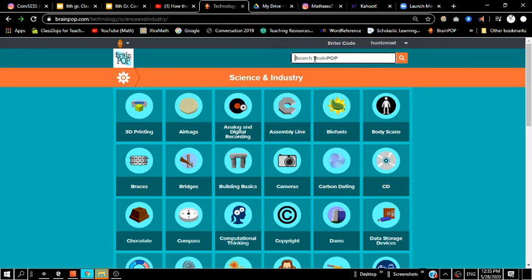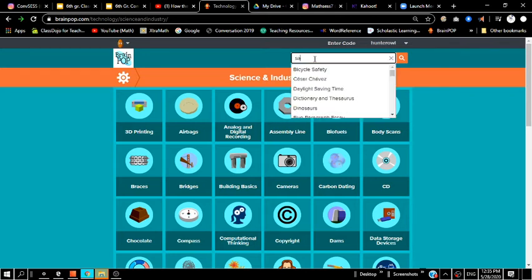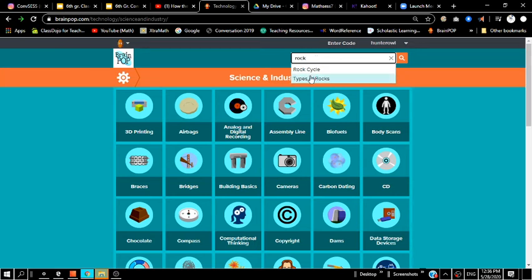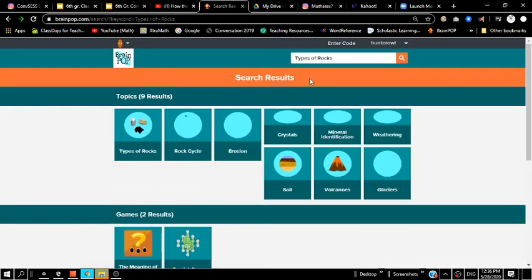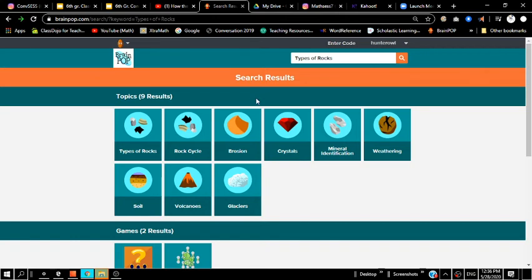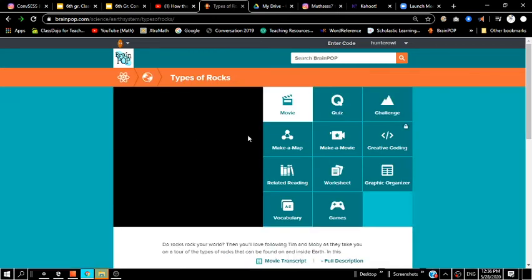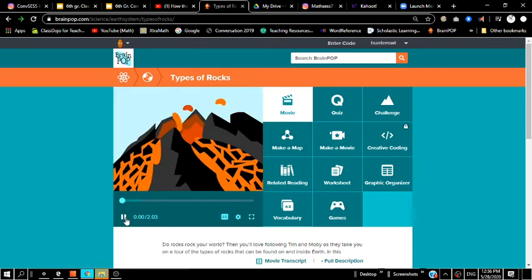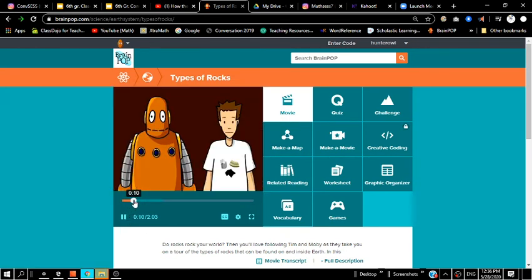So for example, if you wanted to research something, you could research that in BrainPop or YouTube or whatever it might be. So for example, if you wanted to research sand, or let's try rock, you could look up types of rocks, and you could see what type of rock might be the best for your structure. For example, types of rocks, we can look at this. We can watch this video if we really want to. Basic types: igneous, metamorphic, and sedimentary.